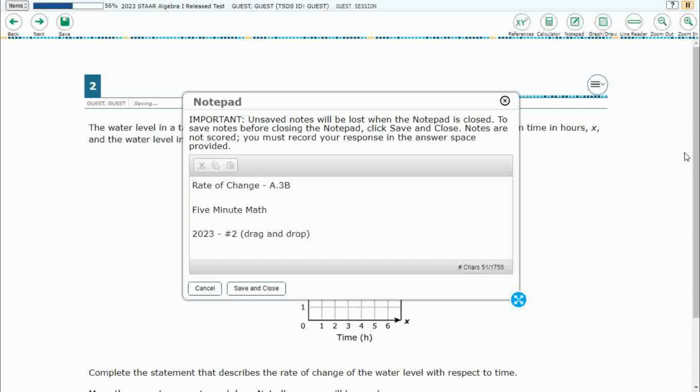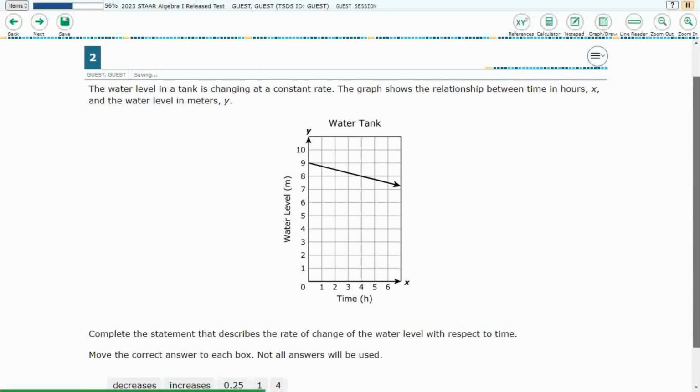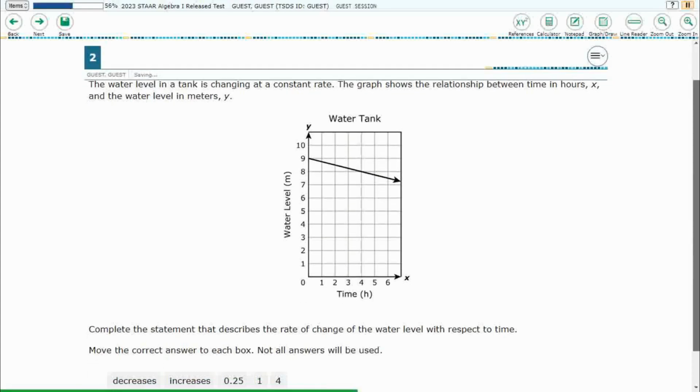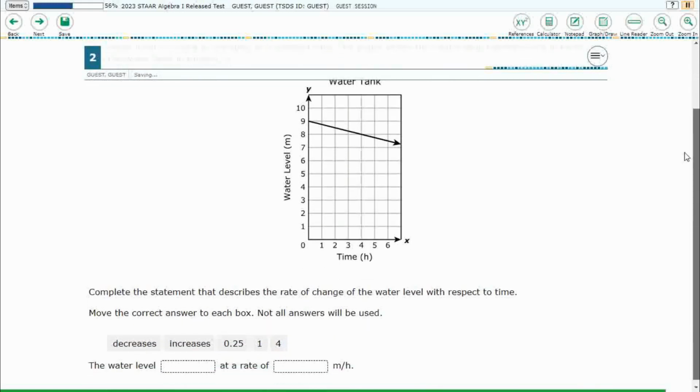Today we are looking at the Algebra 1 concept of rate of change. This is standard A.3B in the great state of Texas, and we are using item number 2, which is a new item type called drag and drop, off the 2023 released STAAR test. If you haven't done so already, please take a moment to pause the video, work this problem out on your own, unpause it, and we will look at our answers together.